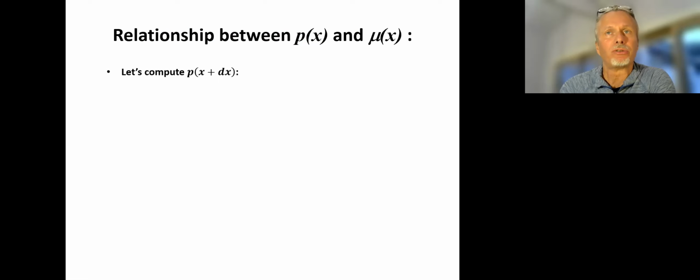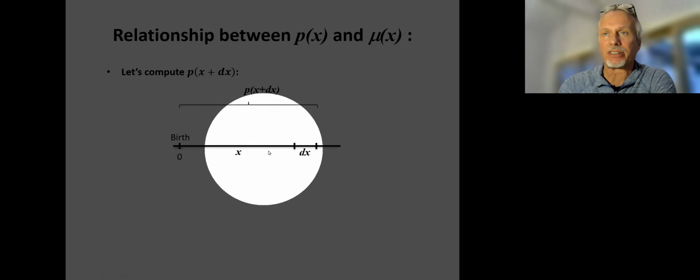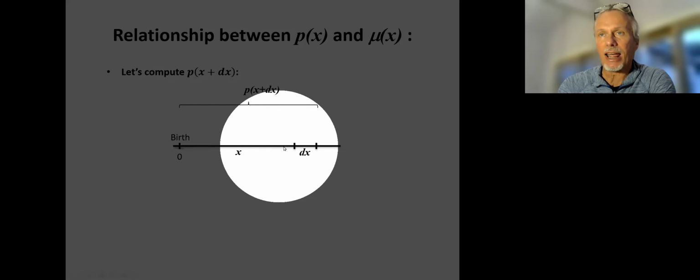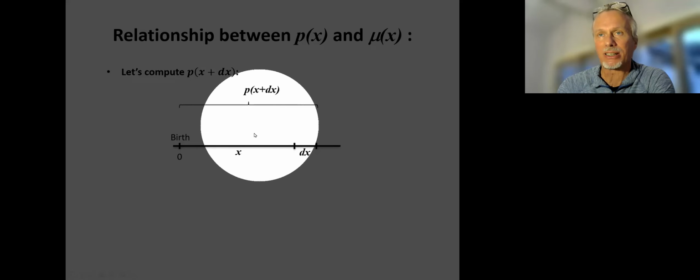We start by computing p of x plus dx, that is the probability that an individual at birth survives at least to age x plus dx. Okay, so we can indicate this with the axis of time. This is birth, this is the first age interval x, and this is the small age interval dx. So we get p of x plus dx.